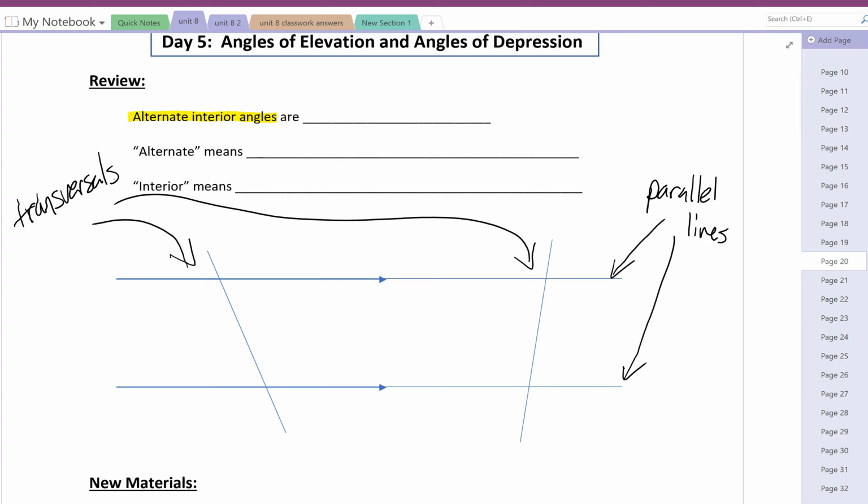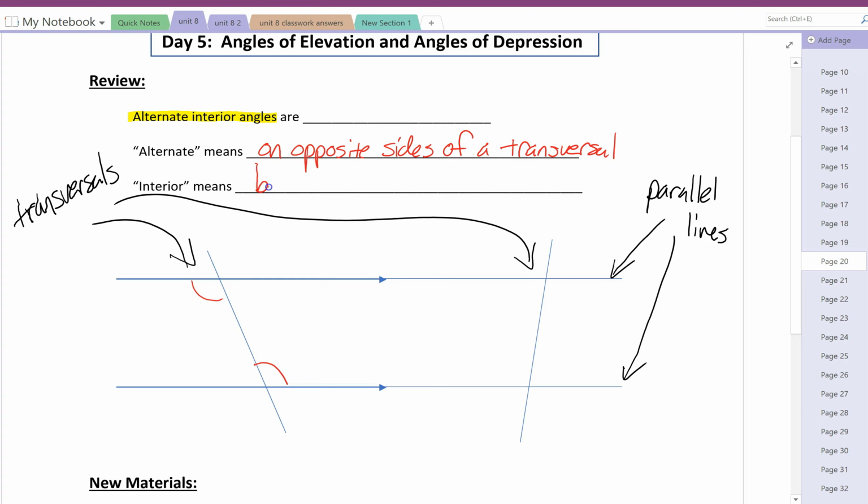So alternate interior angles are angles like this one and this one, these two red angles that I've drawn. They're alternate because they are on opposite sides of a transversal. Right, so this one is on the right side of this transversal. This one up here is on the left side of the transversal.